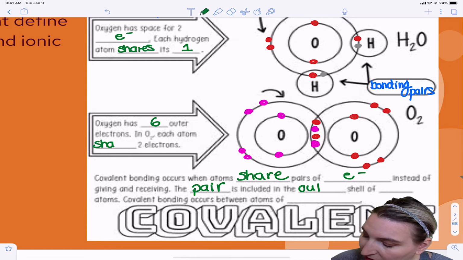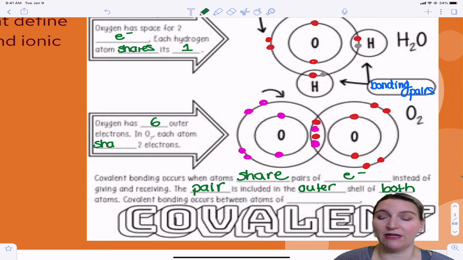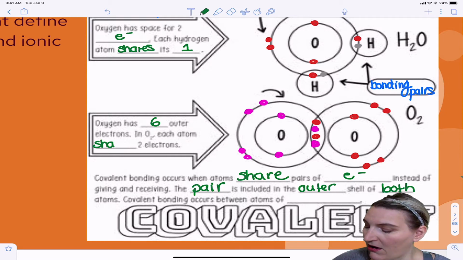These electrons that are shared are the valence electrons. We've talked about how valence electrons are the ones that are involved in bonding. And we know covalent bonding occurs only between two atoms that are non-metals.